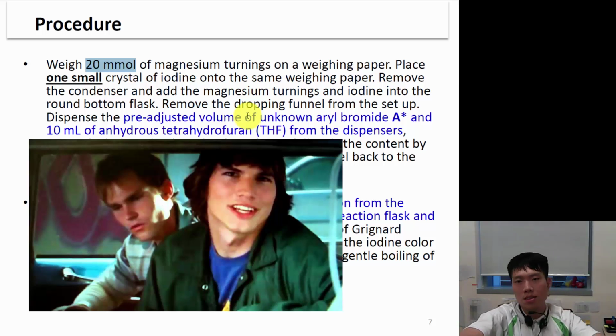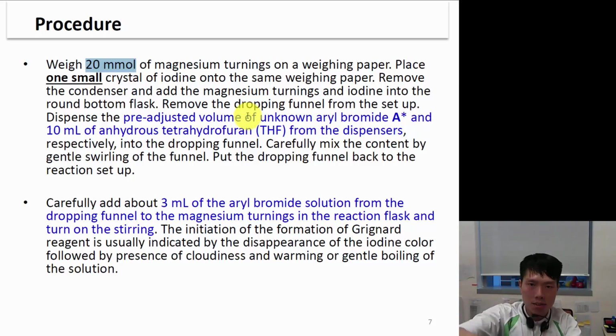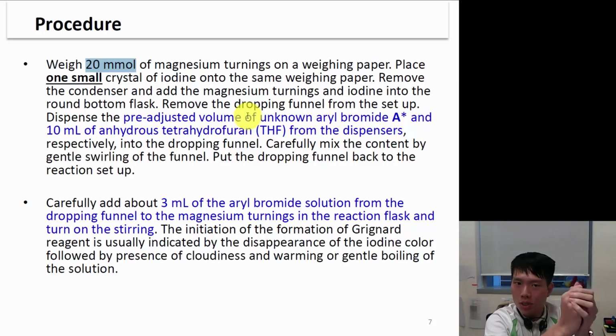And then dispense the pre-adjusted volume of the alkyl bromide. Okay, and then 10 ml of your anhydrous THF into the dropping funnel. Then mix the contents by gentle swirling, just gentle, not too much because it may flow out. And then put it back, let it sit nicely onto the neck of the 2-neck RBF.